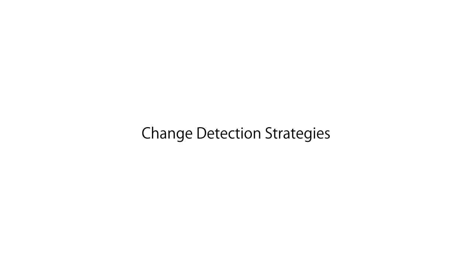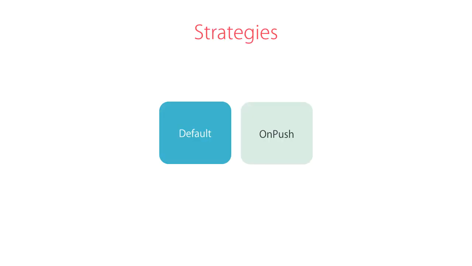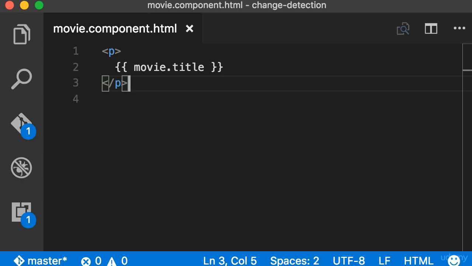All right, now when it comes to the actual change detection, we have two change detection strategies in Angular. The default strategy, which I'm going to show you in this lecture, and the on-push strategy, which you will learn later in this section for optimization. The default strategy looks at all the binding expressions in the component's template.